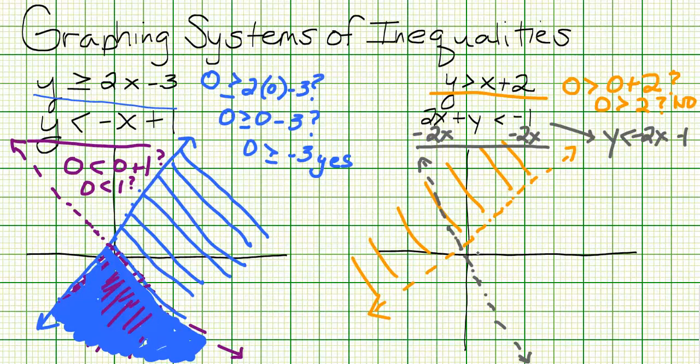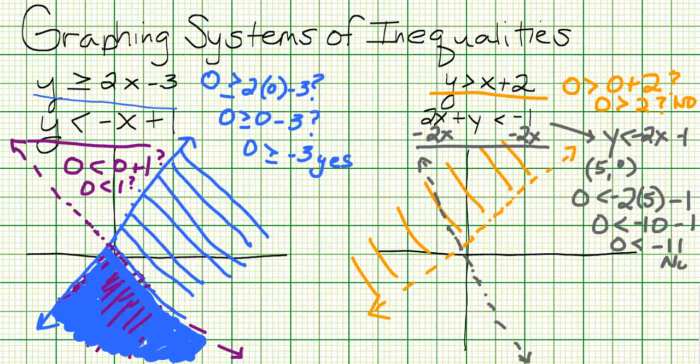So just to be on the safe side, I'm going to try 5, 0. So I'm going to go over here and I'm going to test 5, 0. And I'm just going to write it down so I don't forget what I'm using. Y is 0 in that ordered pair, and x is 5. Is 0 less than negative 2 times 5, which is negative 10? Negative 10 minus 1 is negative 11. Is 0 less than that? No. 0 is greater than that.